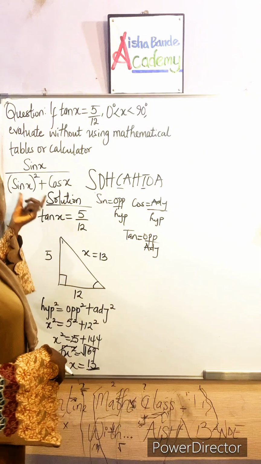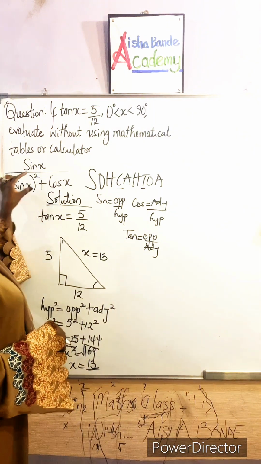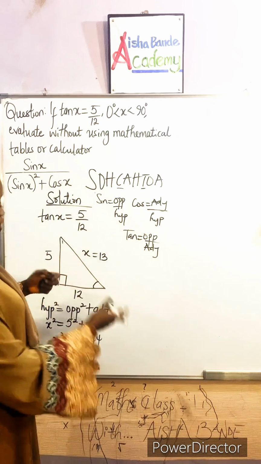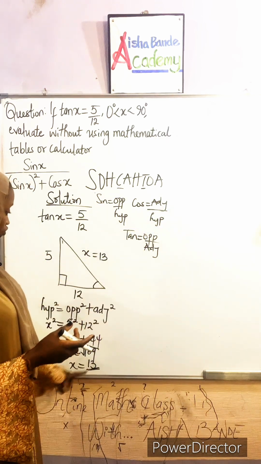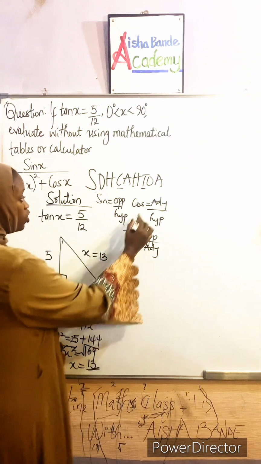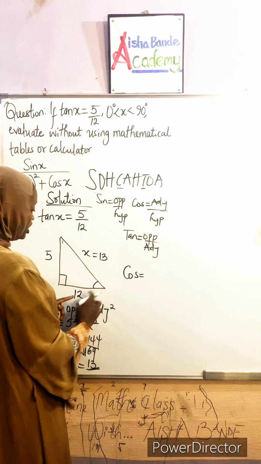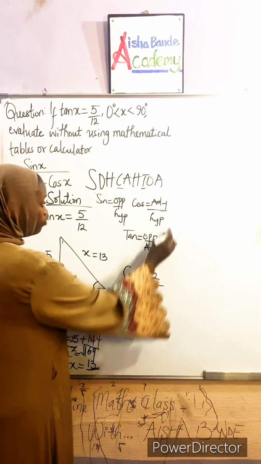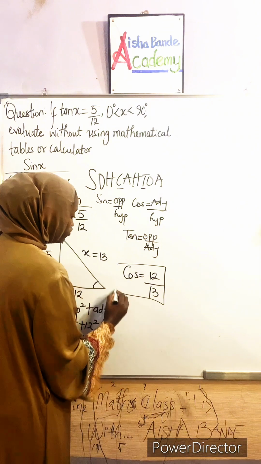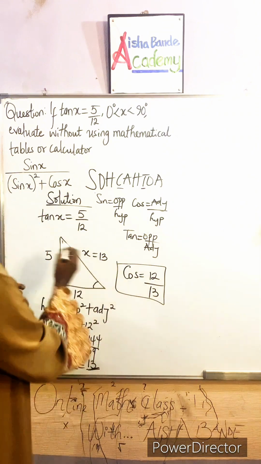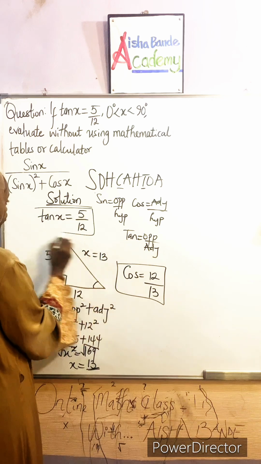The question is asking us to solve for sin x all over sin squared x plus cos x. So what we need next is the value of cos x, since we've gotten the value for the hypotenuse. Cos is equal to adjacent, which is 12, all over the hypotenuse, which is 13. So we have the value of cos to be 12 over 13. And from the question, we already have the value of tan, which is 5 over 12.